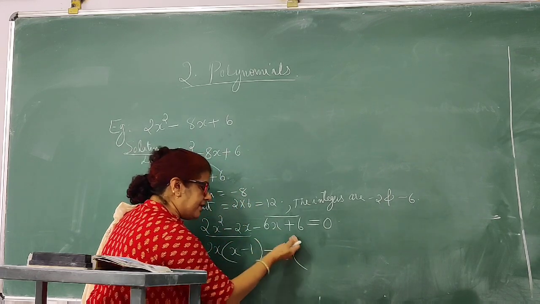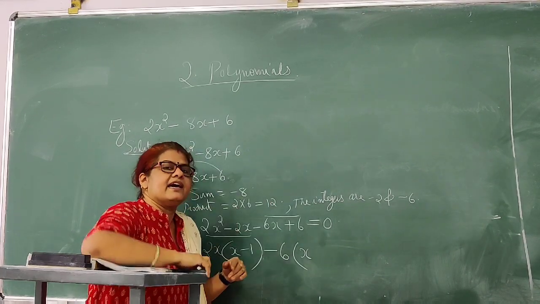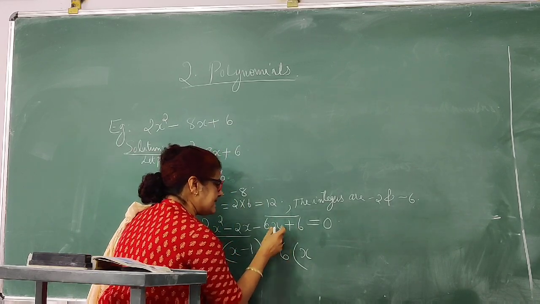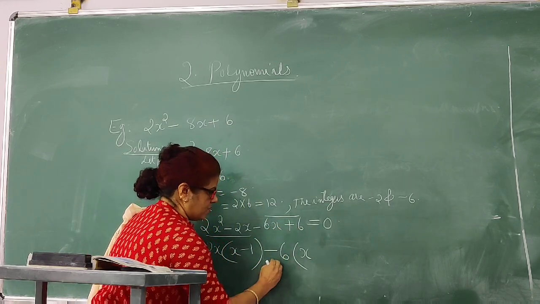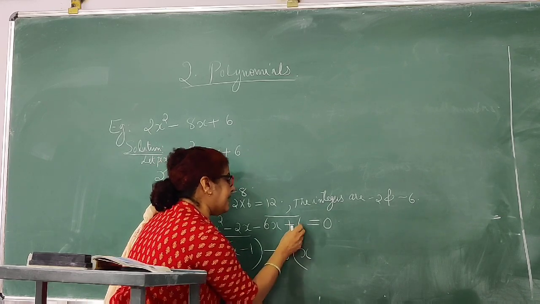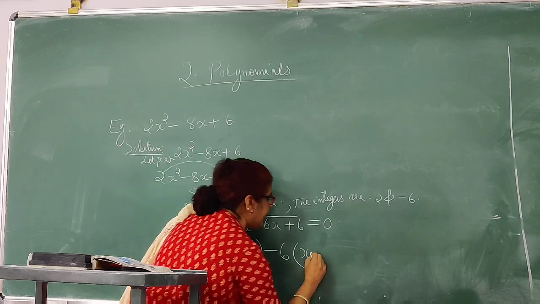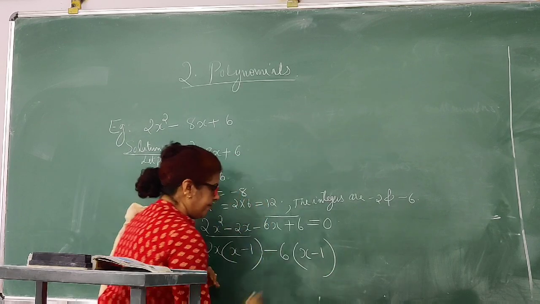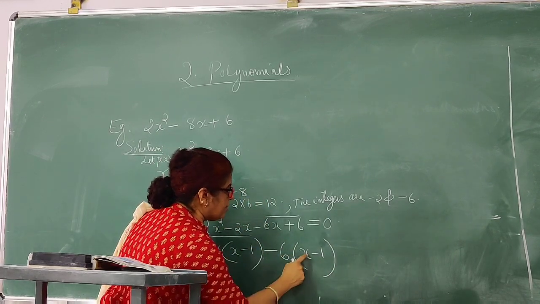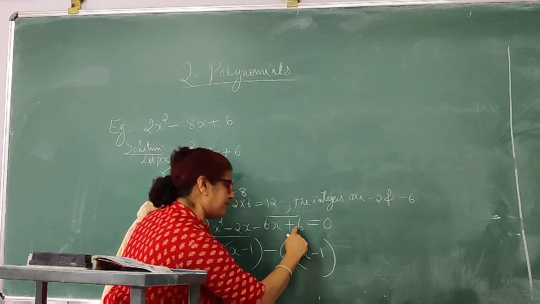From 6x, if you take 6 outside, there remains x. And be careful about the sign. From this -6x, we have taken -6 outside, so x remains. And from +6, we have taken -6 outside, then there remains -1. Because again, if we use the distributive property, -6 into x is -6x, and -6 into -1 is +6.